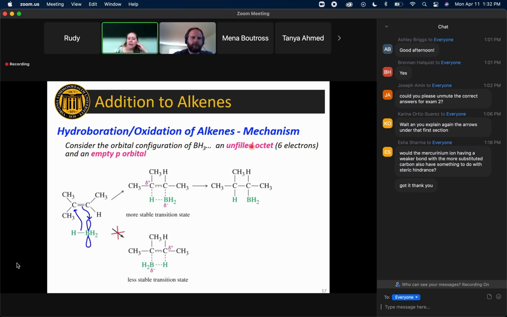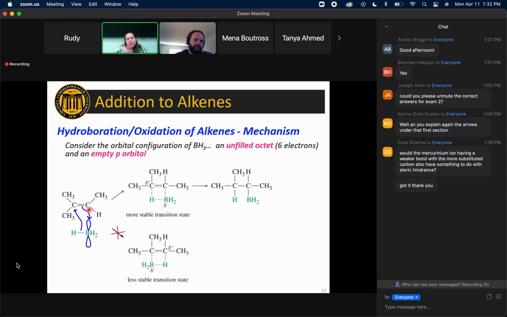And so boron has an unfilled octet. It has 3 sigma bonds to each of its 3 hydrogen atoms, and then it has an empty p orbital. Now, even though BH3 is a neutral overall molecule and does not have a formal charge, because of this empty p orbital, BH3 is very electrophilic. And so, as you might imagine, being in chapter 8, where we're talking about alkene reactivity, the pi bond electrons are going to act as a nucleophile.